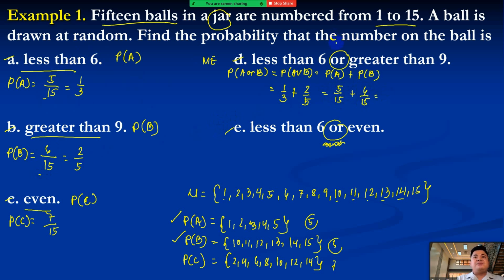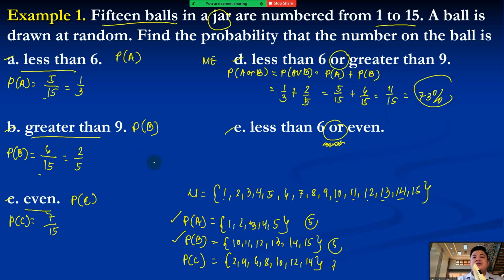Okay, they must have the same denominator for you to be able to add. 5 plus 6 is 11/15. So the probability of getting less than 6 or greater than 9 is 11/15. In percent, this is 73% if we round it up to the whole number. So 73% is the chance of getting less than 6 or greater than 9.